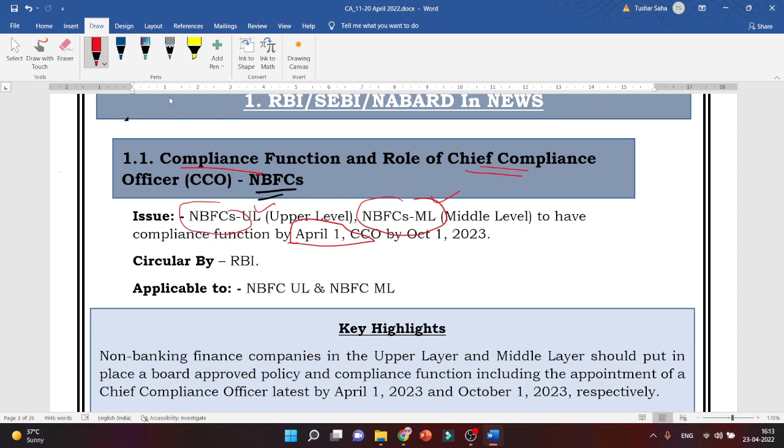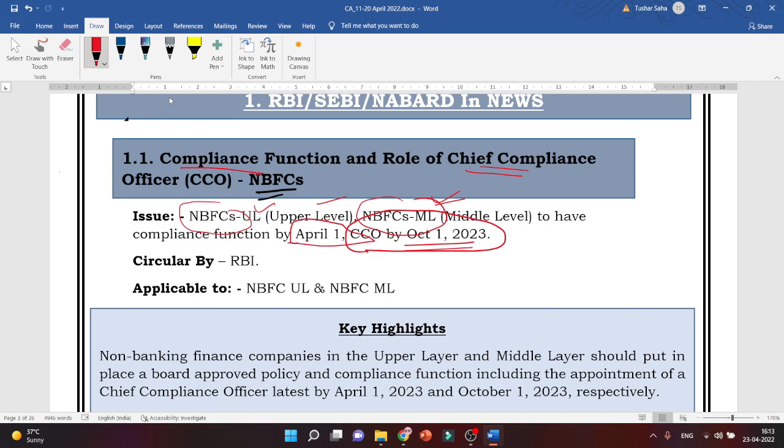See, RBI has given some time because NBFCs would need to find a suitable candidate, right? It's not a small job, it's a big responsibility. The entire compliance will be given to that particular person, whosoever is recruited as the Chief Compliance Officer in that UL, means upper level, or the middle level NBFC. So this is effective from 1st of October 2023. Meanwhile, NBFCs will come out with a notification and try to fill the position before this, and they will have to fill it.